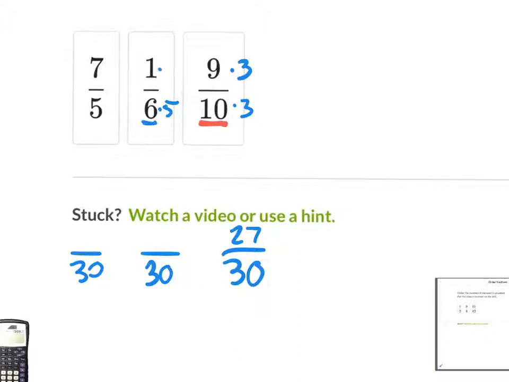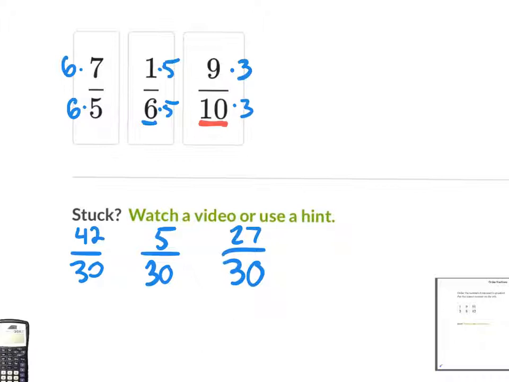So you need to multiply the top by 5, and you will end up with 5 up here. And then 5 times what gets you 30? 6. So multiply 7 times 6, and what do we get? 42.